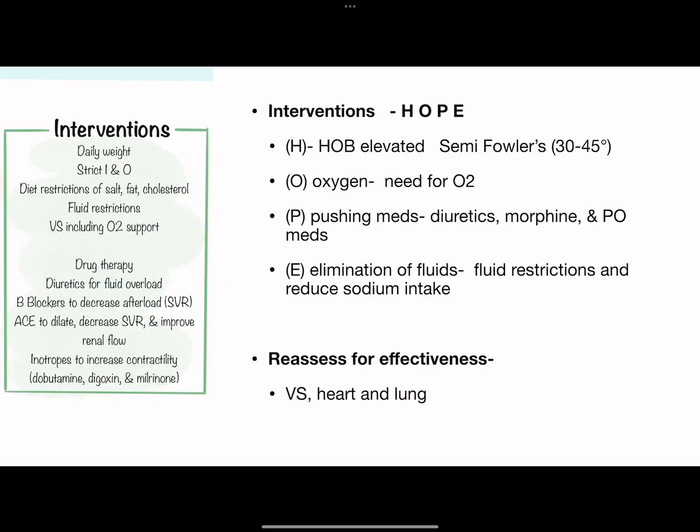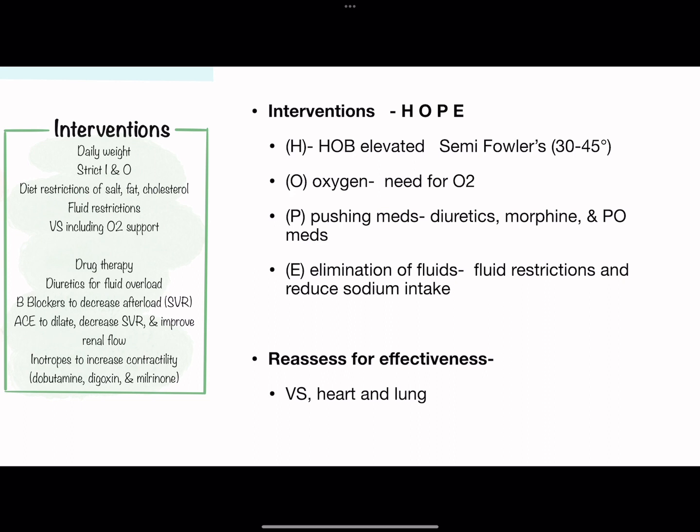Okay, so now let's go on to interventions. We're going to use the acronym HOPE to help us remember our interventions. So H, head of the bed up. When these patients come in, you can ask them, how many pillows do you sleep with at home? You're going to find that they may sleep with a few pillows or they may sleep in a chair. So these patients will want to be elevated.